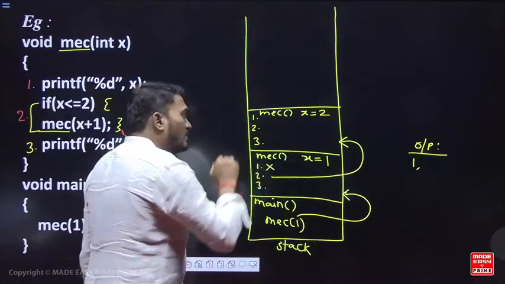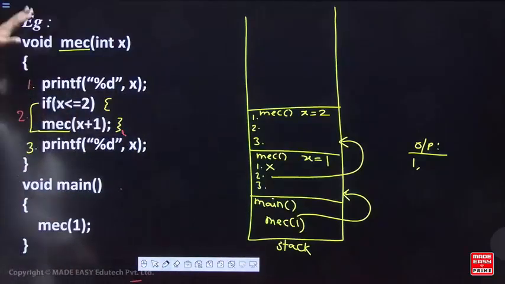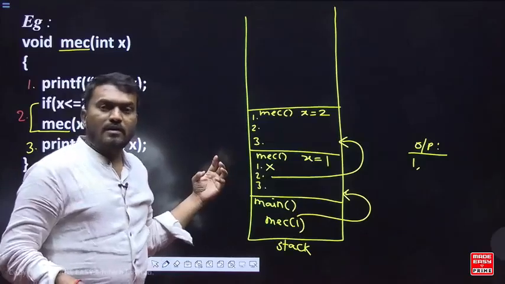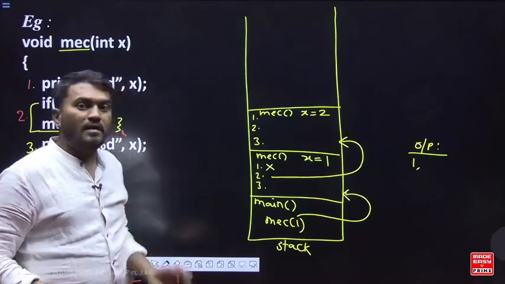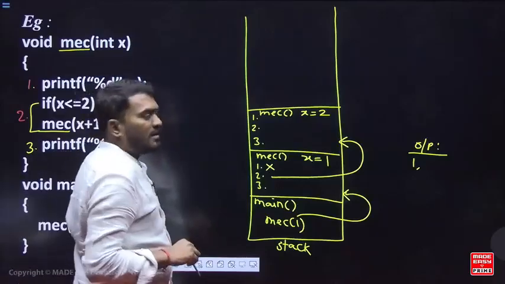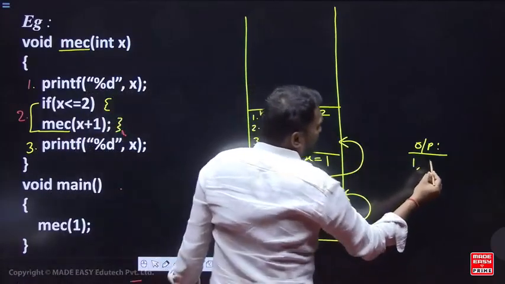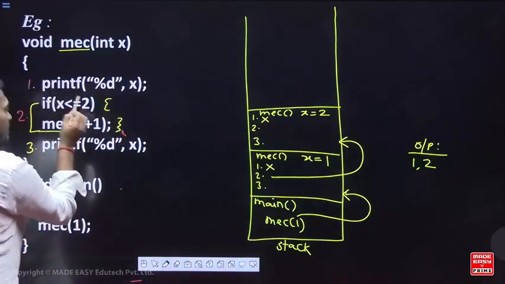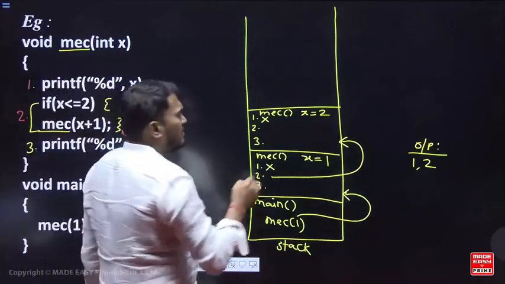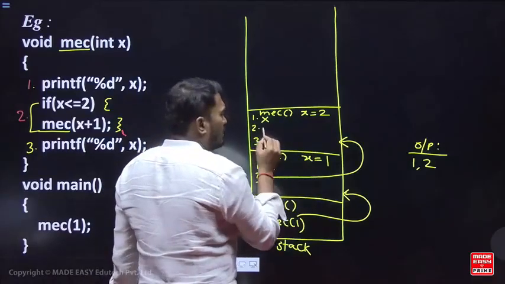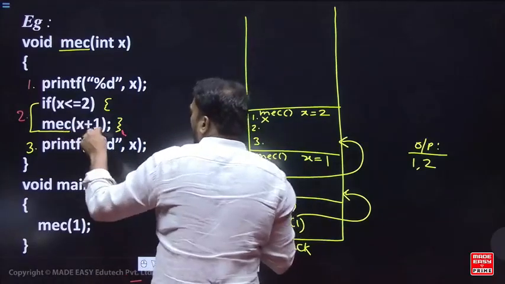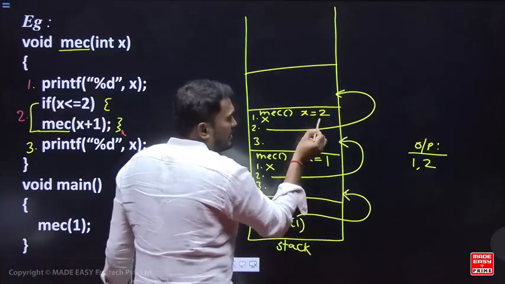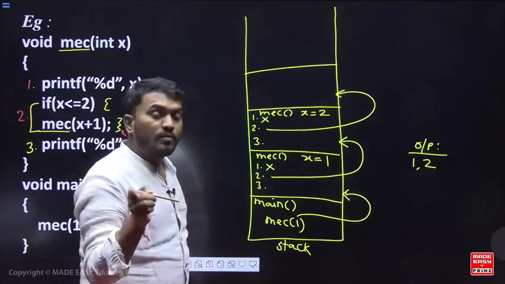Now again you execute the 1, 2, 3 statements, because whenever you call this MEC function, you have to execute all 3 statements. Now the first statement, printf %ld x. Tell me, what is the x value? 2. So 2 will be printed. Now the first statement is completed. Now the second statement, same thing: if x is less than or equal to 2. What is the x value? 2. x less than or equal to 2, true or false? True. If it is true, you are recursively calling the MEC function by passing x plus 1. What is the x value in this activation record? 2. 2 plus 1 means what?